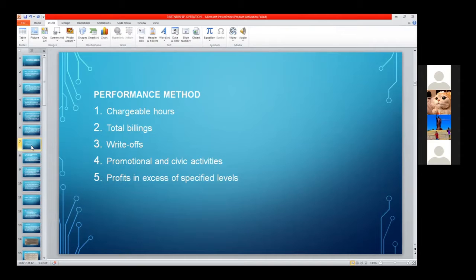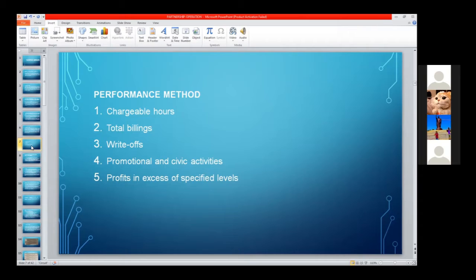And number 2, total billings. Dito naman sa total billings, yung total amount na na-bill sa client para sa work na i-perform mo and i-supervise mo. Here in total billings, weight may be given to billings in excess of norm. And number 3, write-off. Write-offs consist of uncollectible billings. And weight in write-offs may be given to a write-off percentage below a norm.